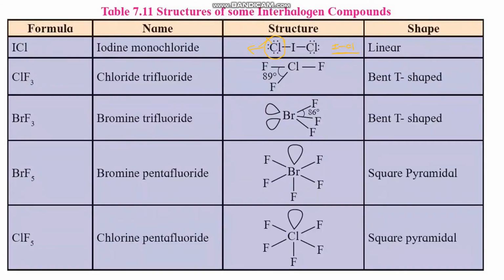The second compound is chlorine trifluoride. Here how many chlorines are present? Total chlorine is 1 and fluorines are 3, therefore chlorine trifluoride. And the shape is bent T shape. Now we can see how to draw the structure and how to know the shape of ClF3.